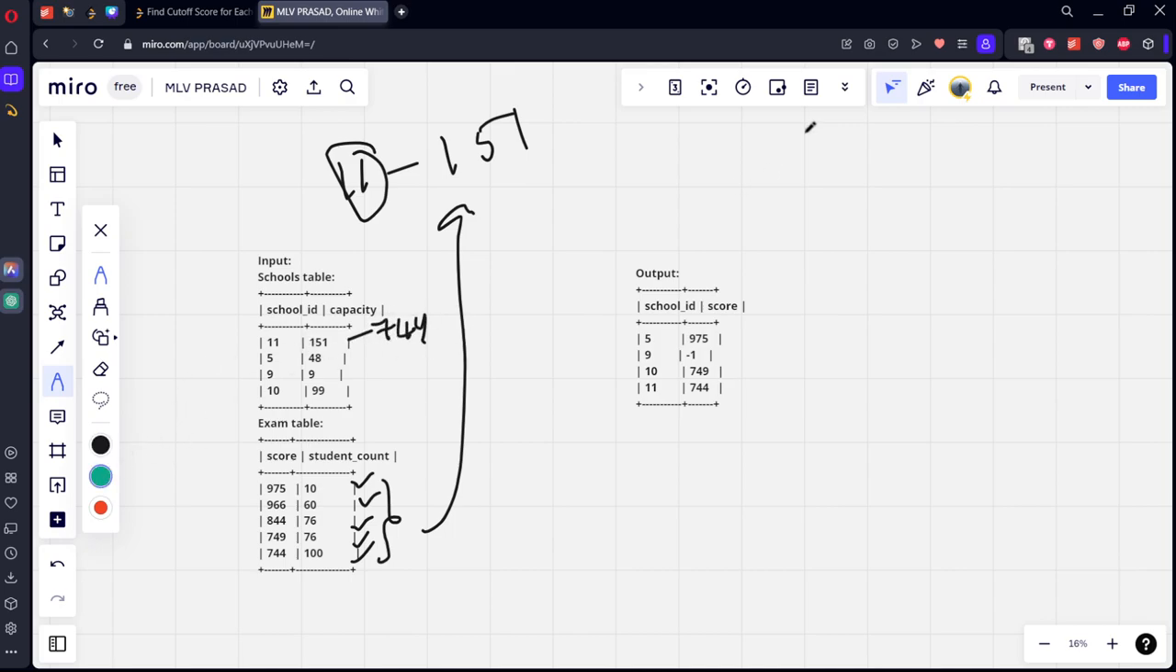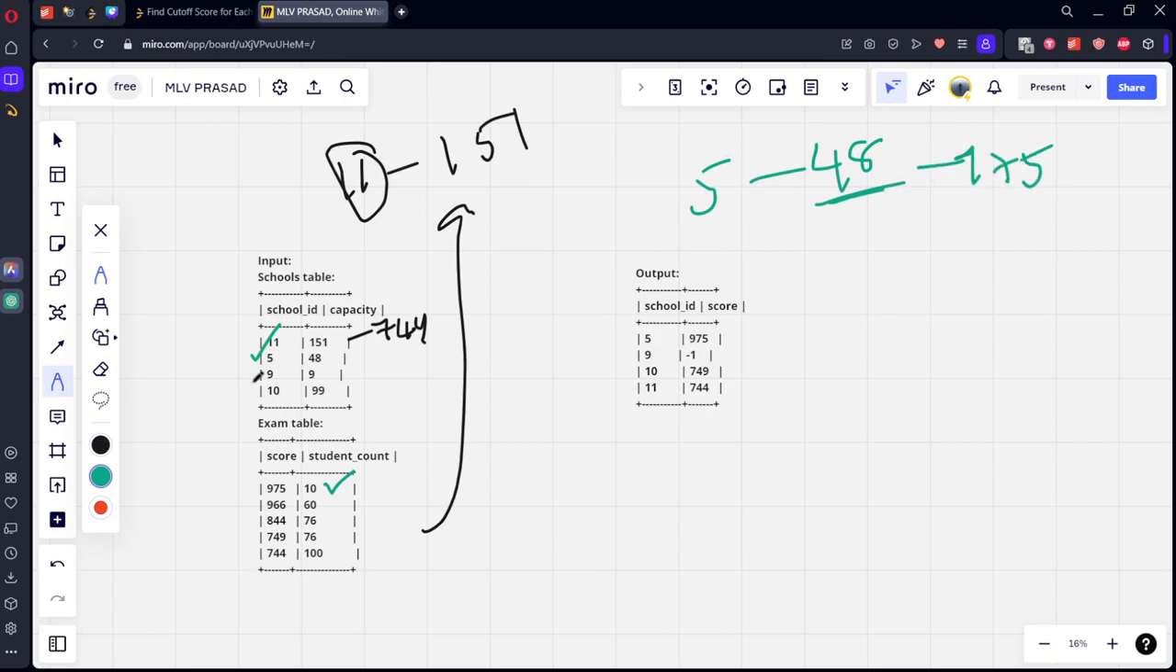Let's see school 5, the next school. Their capacity is 48 students only. Now how many can apply for this? The maximum is 48, so only the exam with student count 10 can apply. 60, 76, and so on are greater than 48, so the school cannot accept that many students. Only one, so the minimum of them is 975.